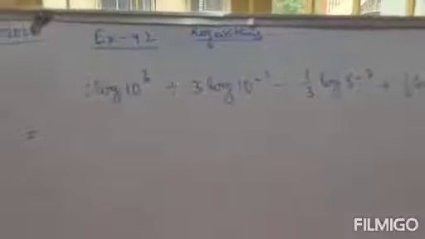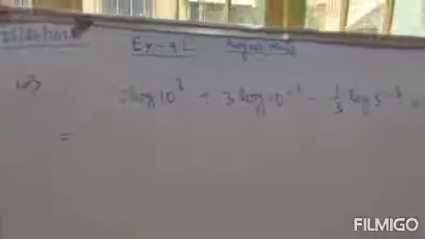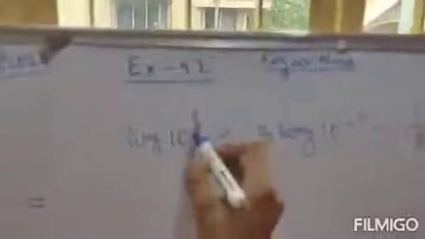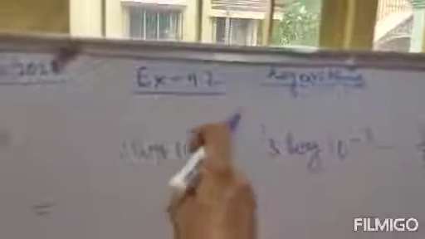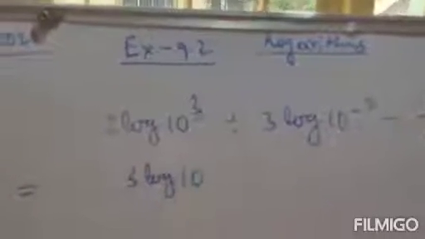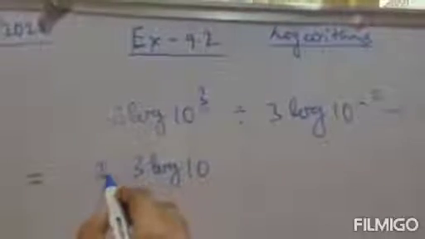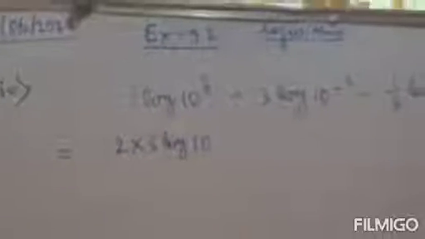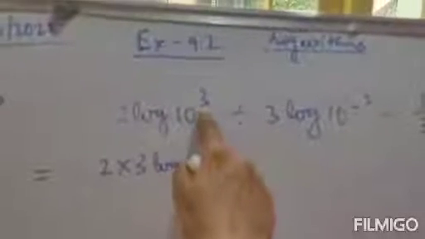So 2 log 10 to the power 3. So I apply power law. Now this is in power. So what does the power law say? It is multiplied with the log term. So it will be multiplied like this. And 2 is already here. So it is 2 into 3. Clear? Just first this is the power 3.